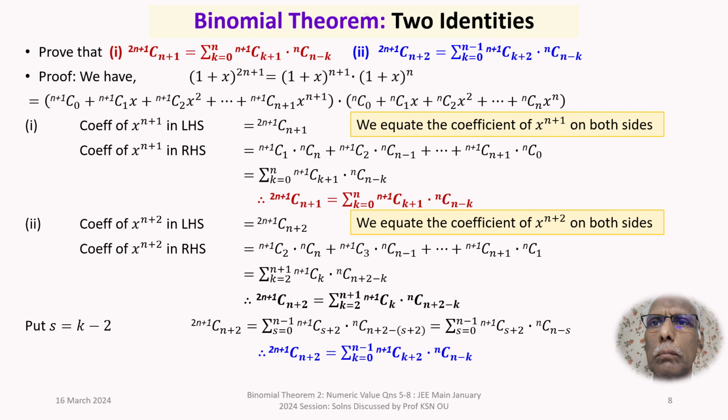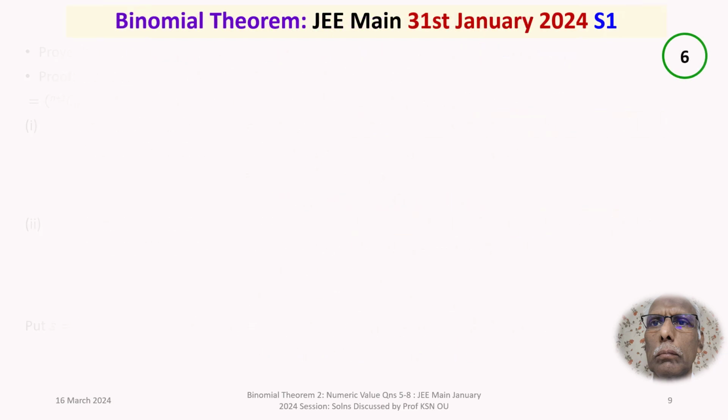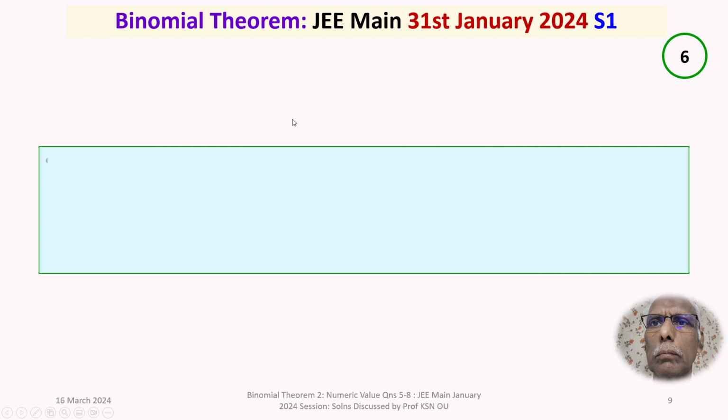Right. We move on to the next question. That is the 6th question in the serial order. And this question has appeared in the JEE Main exam held on 31st January 2024 in the first shift.